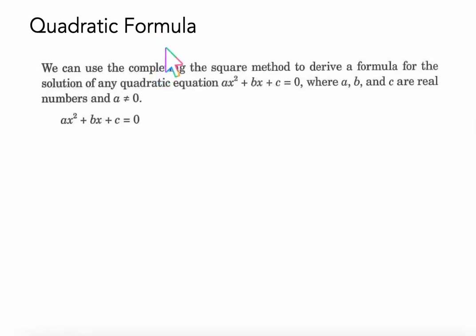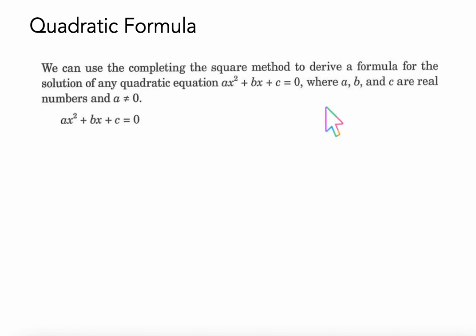Hi everyone, today we're talking about the quadratic formula. It is yet another way that you can solve a quadratic equation, and it is, unlike the factorization method, always going to work, without a doubt. The downside, though, is that you have to memorize a formula.